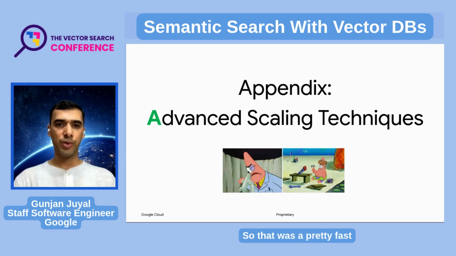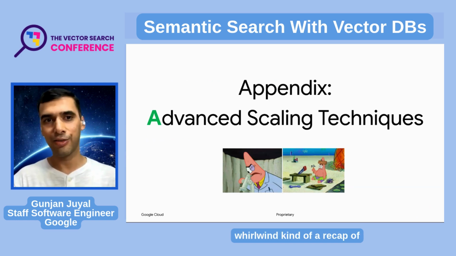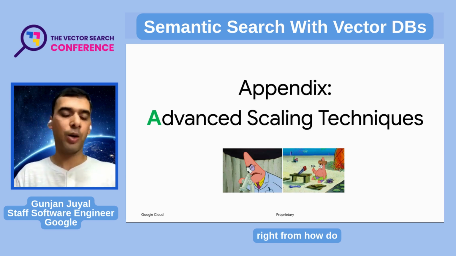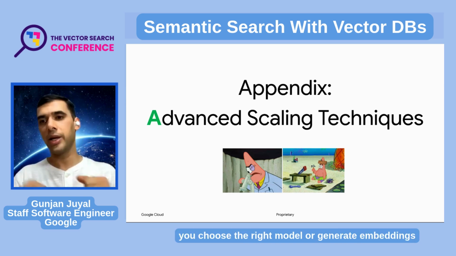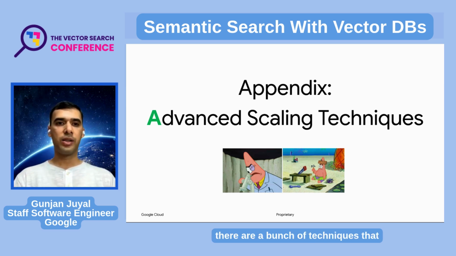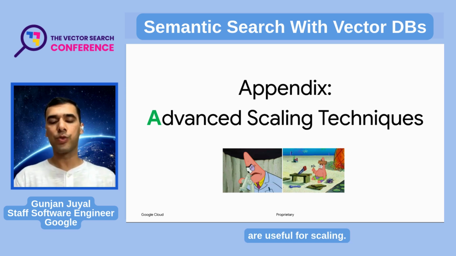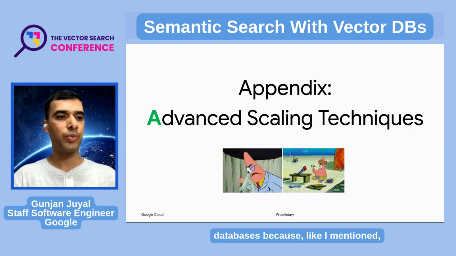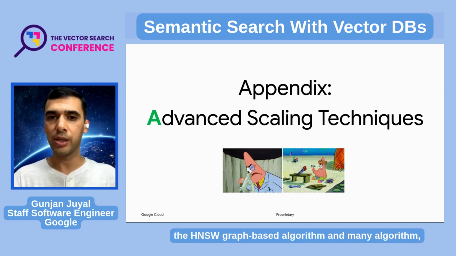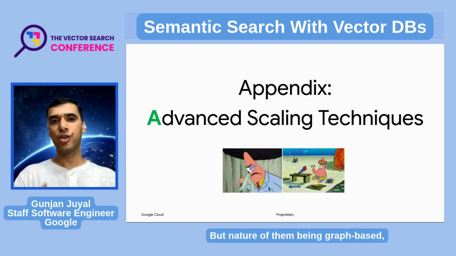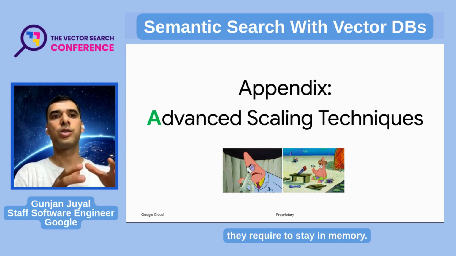So that was a pretty fast whirlwind recap of the end-to-end life cycle, right from how you choose the right model or generate embeddings, to building a well-tuned index in production and maintaining it. Now, there are a bunch of techniques that are useful for scaling, and scaling becomes a big challenge in vector databases because, like I mentioned, the HNSW graph-based algorithm and many good algorithms out there are graph-based. By nature of being graph-based, they require staying in memory.